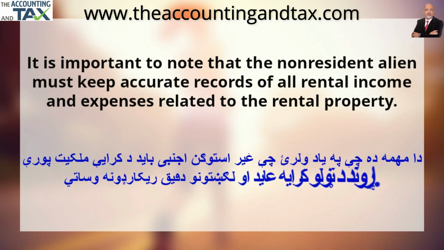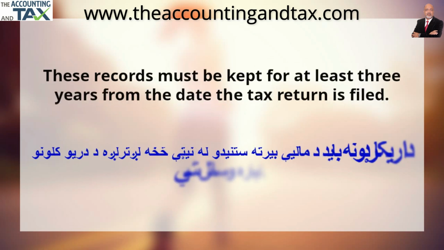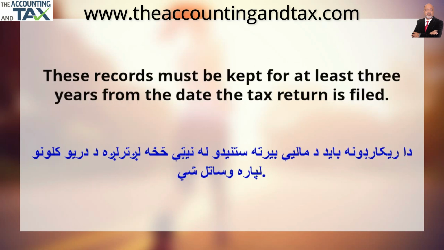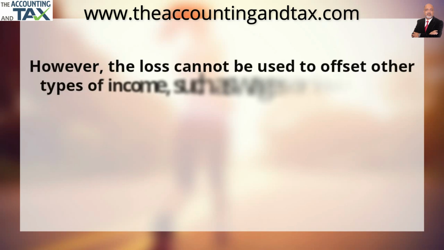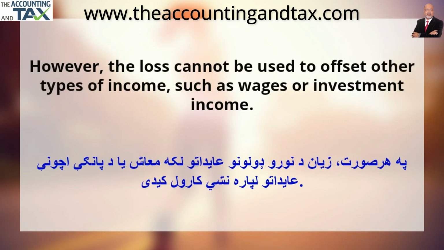Allowable expenses may include property taxes, mortgage interest, insurance, repairs, and maintenance. It is important to note that the non-resident alien must keep accurate records of all rental income and expenses related to the rental property. These records must be kept for at least 3 years from the date the tax return is filed. If the non-resident alien has a rental property that generates a loss, the loss may be carried forward to offset future rental income from the same property. However, the loss cannot be used to offset other types of income, such as wages or investment income.